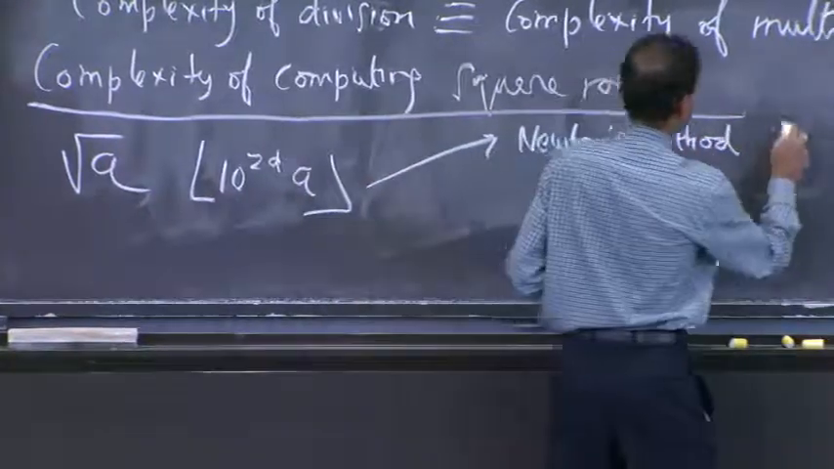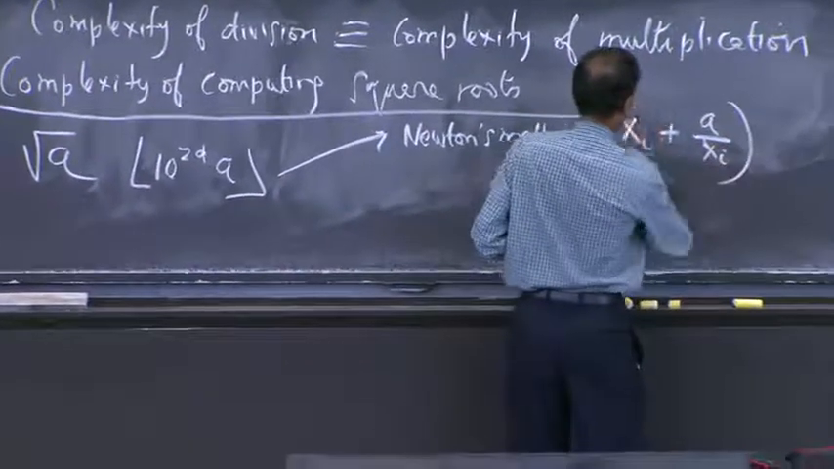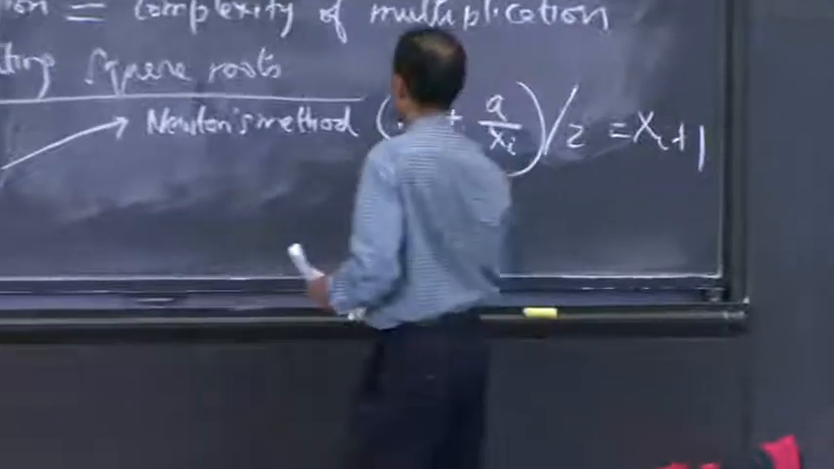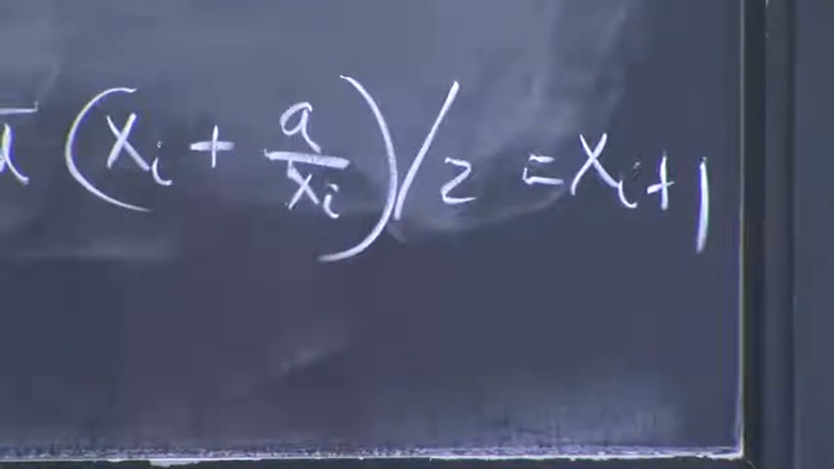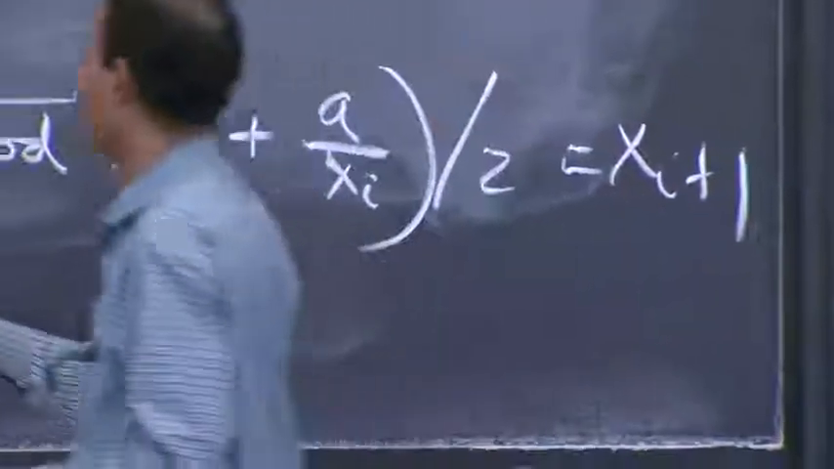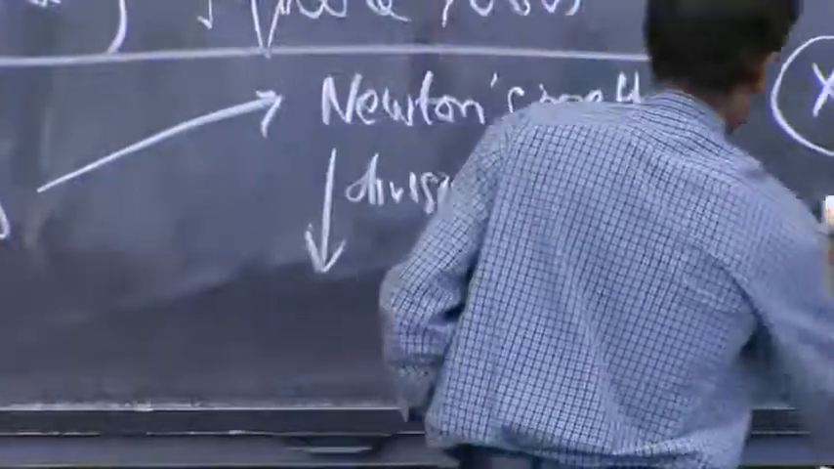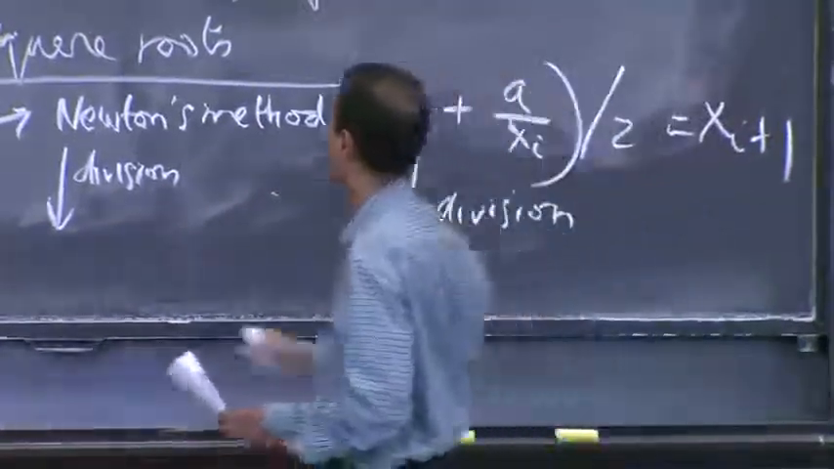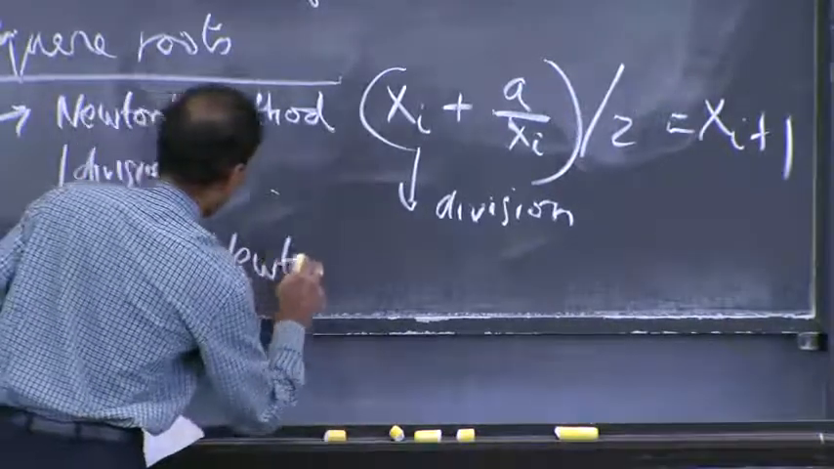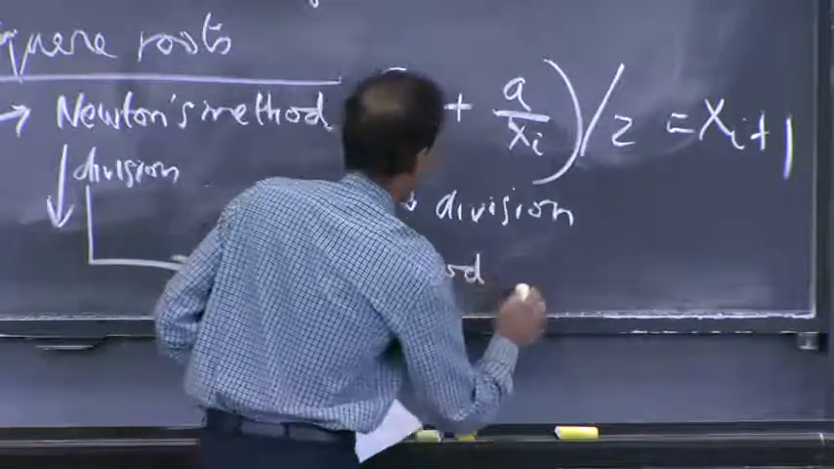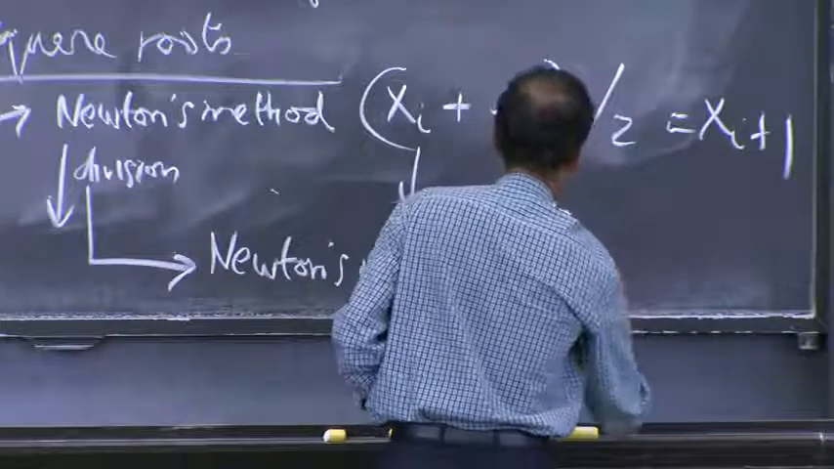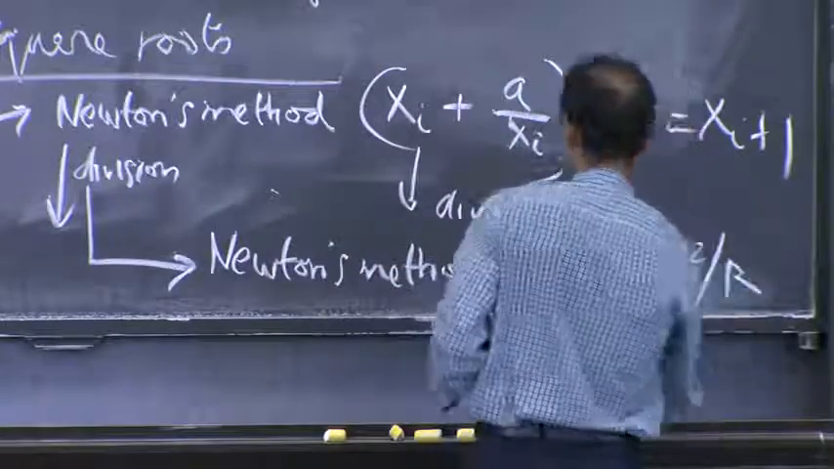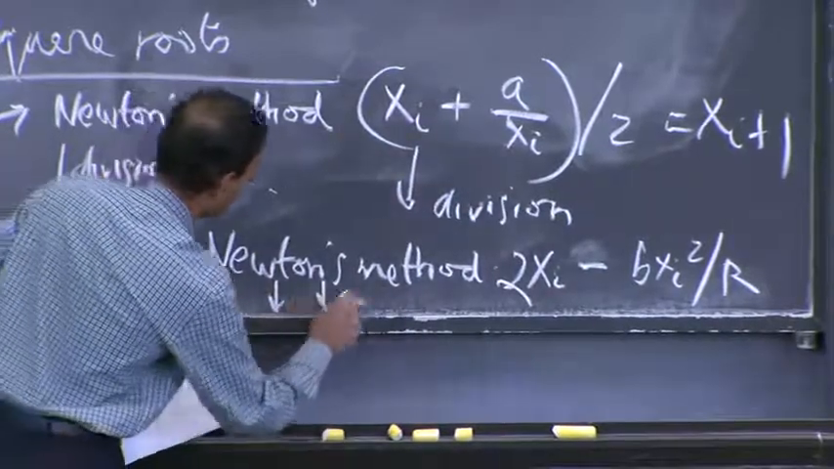And the iteration here with respect to the Newton's method is something like x_{i+1} equals (x_i plus a divided by x_i) over 2. Now every time you do that for a particular x_i, you're going to end up having to call a division. Okay? So you're going to call a division here, and then you're going to call a division here. For each iteration, you have to call a division. And what we're saying is, well, for each of these division methods, we're going to call Newton's method. And what that is something like x_i squared, what did I have there? 2x_i minus b x_i squared divided by r.